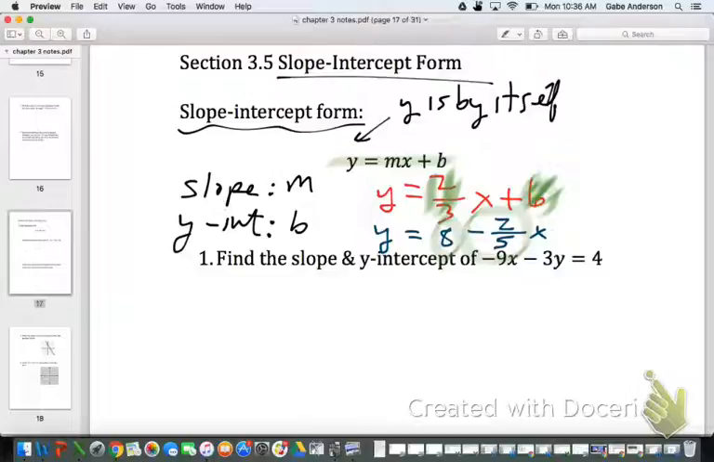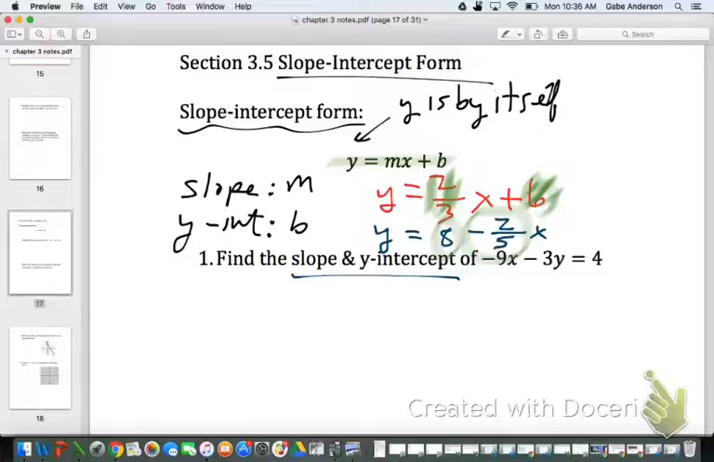I think we're maybe ready to do this. Let's talk about the two aspects of number 1 that we need to handle based on what we just talked about. Number 1 says, find the slope and y-intercept of negative 9x minus 3y equals 4. So I want to point this out. I think this is worth thinking about. It wants the slope and the y-intercept. And so what form will tell us the slope and the y-intercept? y equals mx plus b.